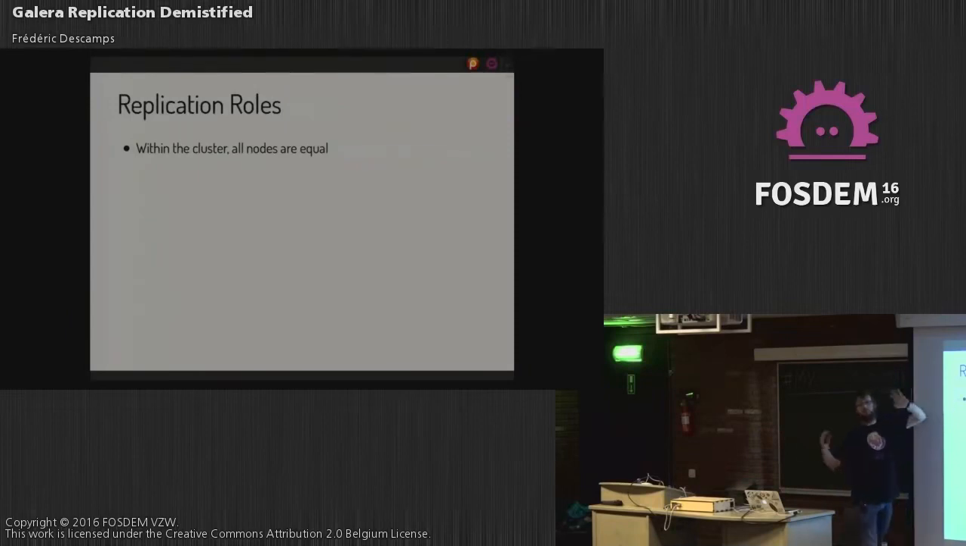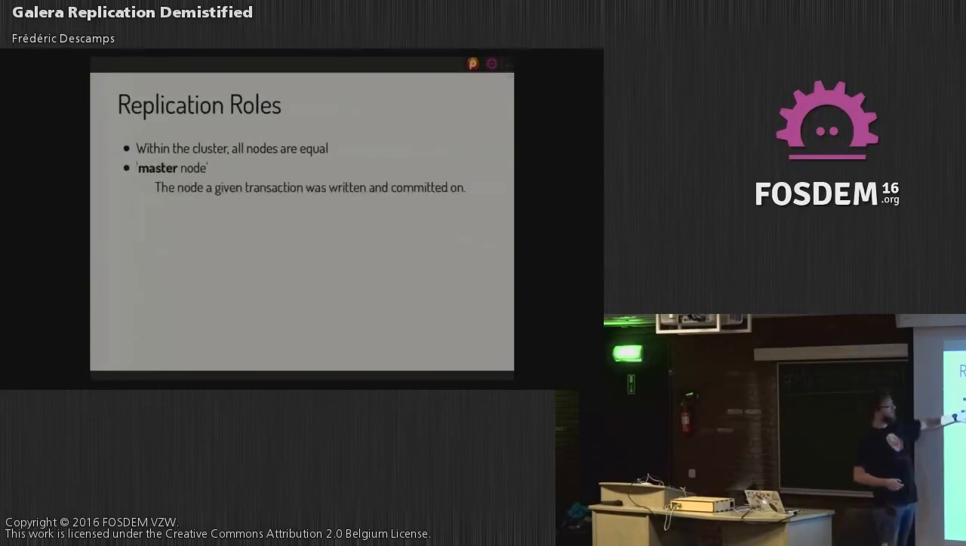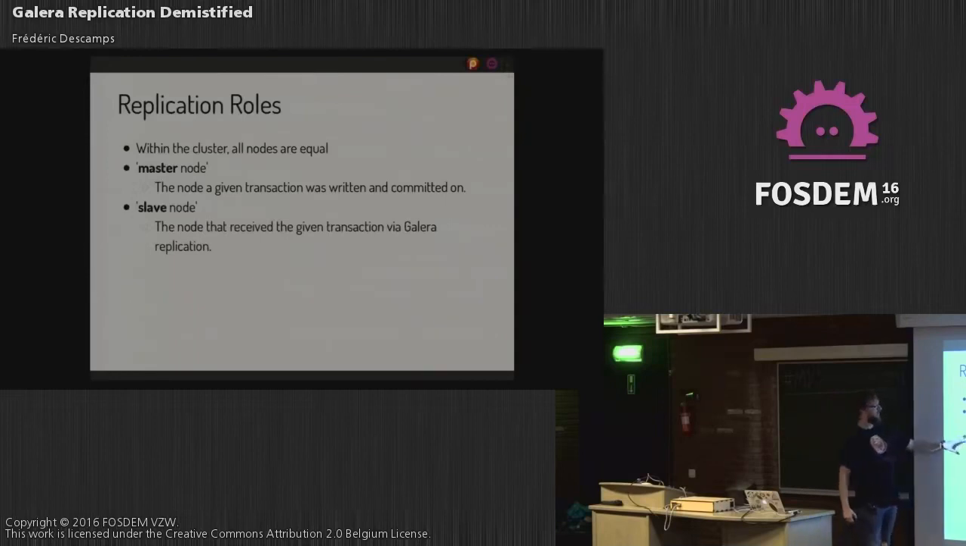So, replication roles. Remember, I said, okay, we don't care about who is the master, who is the slave, because we can write everywhere, and everybody gets the reads. Within the cluster, all the nodes are equal. But we also sometimes discuss, or if you check the forums or the bugs, the master node. The master node means the node where the application was connecting and writing the data. So you can switch, but for one transaction we're going to write somewhere, and this is the master node. This is where we're going to commit the transaction, and the slave node is the other node that will receive the transaction.